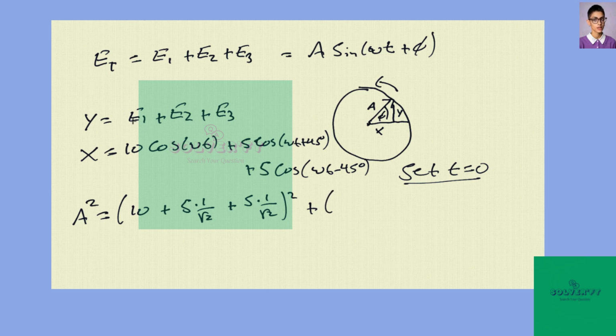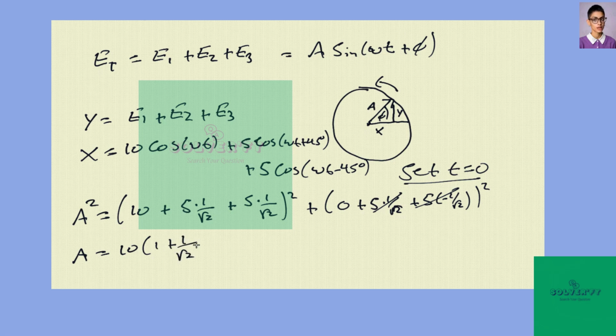Now we do the same thing for the y's. The y component is the same thing but with sine, so that's going to be 10 sine of 0, which is 0, plus 5 times sine of 45, which is times 1 over root 2, and then plus 5 times sine of negative 45 degrees, which is negative 1 over root 2, and that's squared. And it actually works out nicely. These cancel out, so all we have is the x component. So we can just square root right away to find that A equals 5 over root 2 plus 5 over root 2, which is 10 over root 2, plus 10 in front. So this is 10 times 1 plus 1 over root 2.